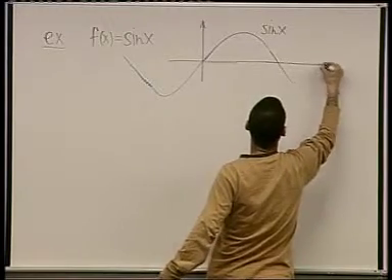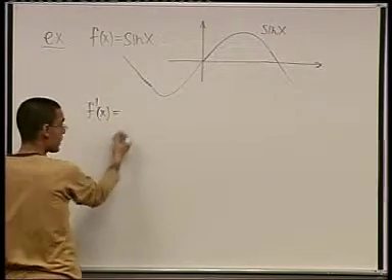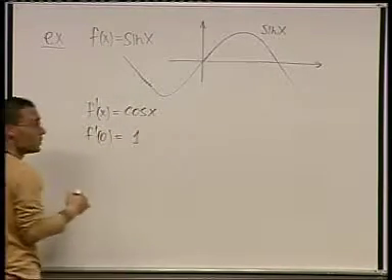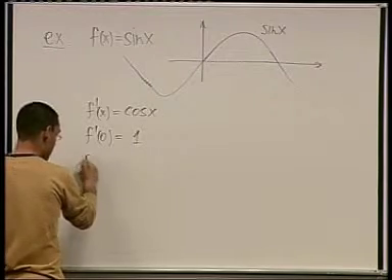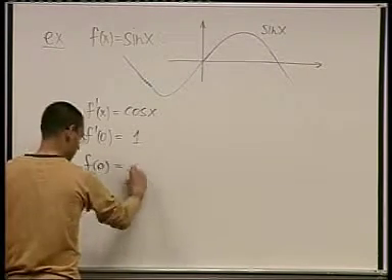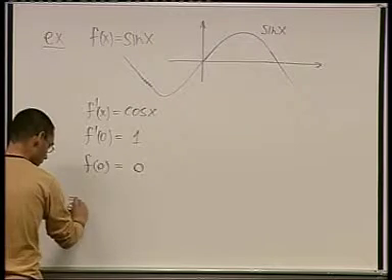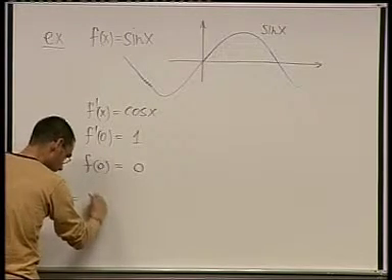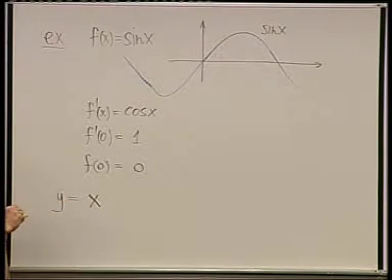Now, if this is f, what is f prime? Cosine. And what is f prime at 0? 1. Do you agree? Good? What is f at 0? 0. So the tangent line to this function is y of x equals f prime of x times x, 1 times x, plus f at 0. So this is the tangent line. Do you agree? Everybody? Okay.